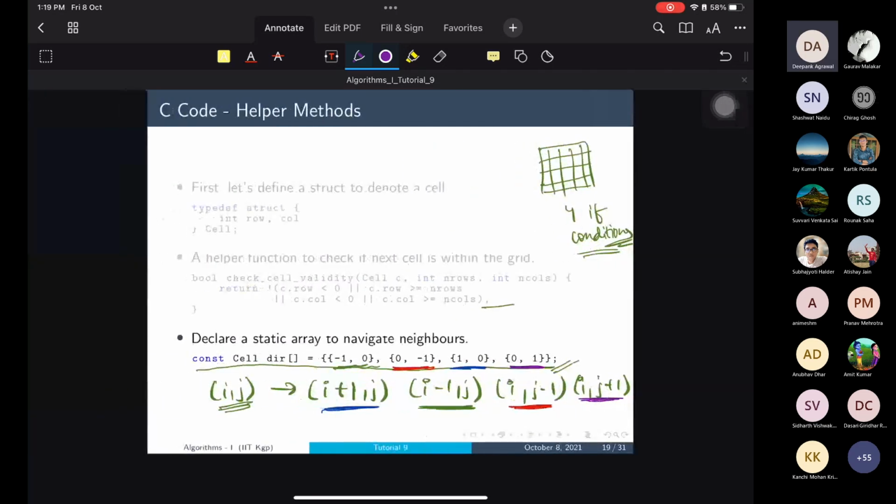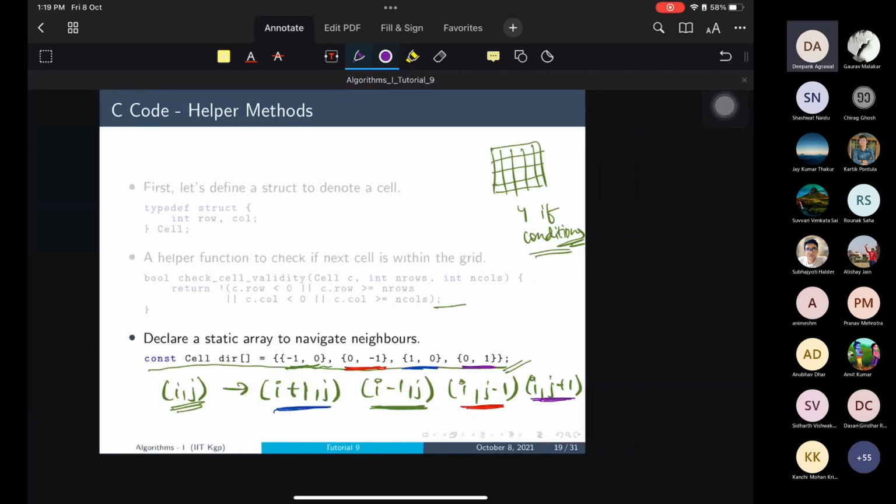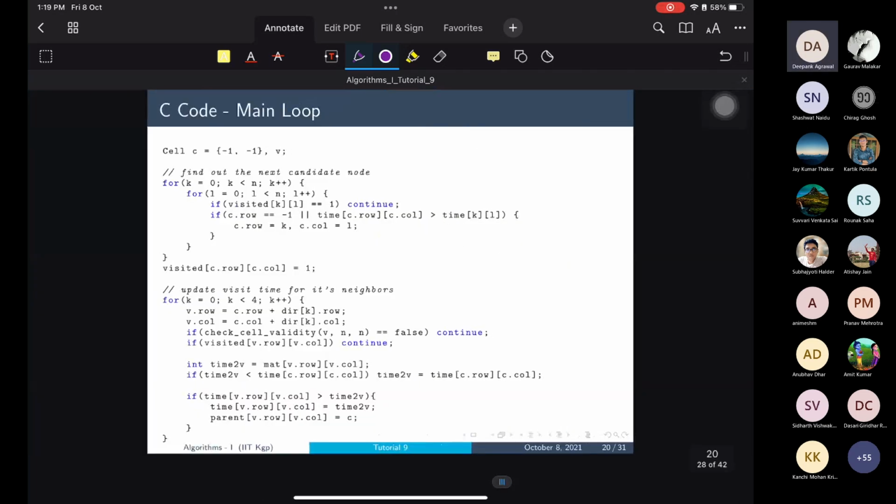Any doubt up to here? I think we are running out of time. Okay, so this is the main loop of Dijkstra.